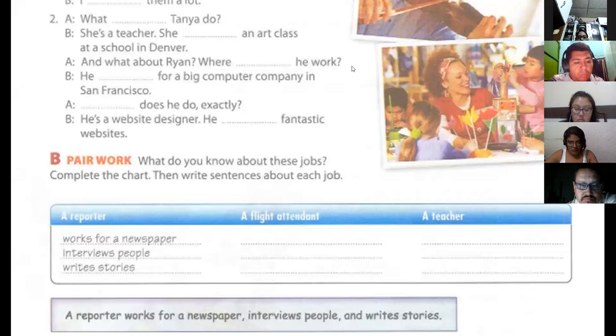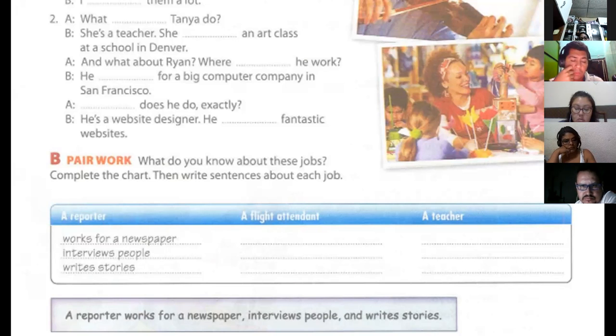Okay. So in there, you have a reporter, works for a newspaper, interviews people, writes stories. So write three statements. Vamos a escribir por lo menos tres oraciones, ¿verdad? About a flight attendant and about a teacher. And then you, lo va a escribir en contexto, ¿verdad? You have to write it just like this. A reporter works for a newspaper, interviews people, and writes stories. Terminamos con N, ¿verdad? E.